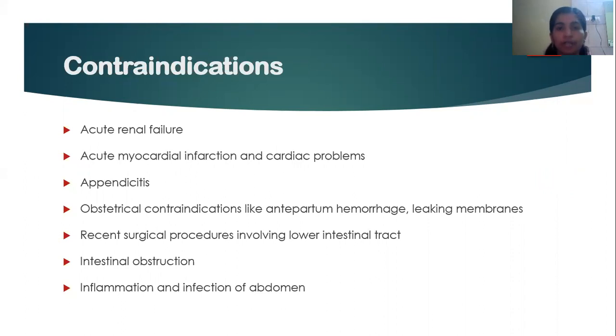They include acute renal failure, myocardial infarction, cardiac problems, and appendicitis. Obstetrical contraindications include antepartum hemorrhage and leaking membranes. Also recent surgical procedures involving the lower intestine or lower GI surgeries, intestinal obstruction, and inflammation and infection of the abdomen. In all these conditions we will not initiate an enema.